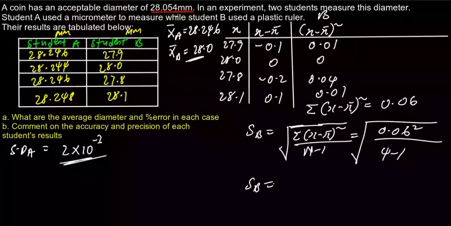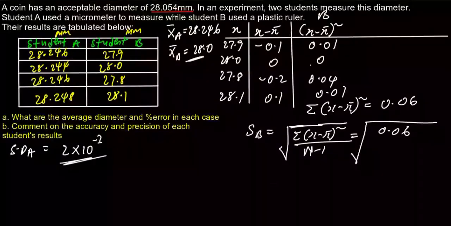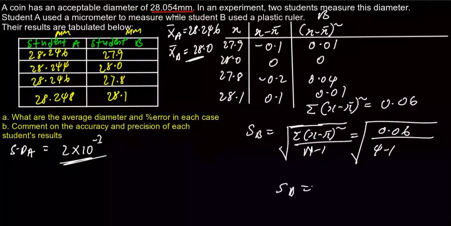Oh, sorry. I've squared it already now. No need of squaring again. So this has been squared already. So it's just over 4 minus 1. So I have standard deviation of B to be square root of 0.06 all over 3. So that gives me 0.1 approximately. Let me just leave it this way, 0.1. I have 0.1414. Okay, this is what I have.